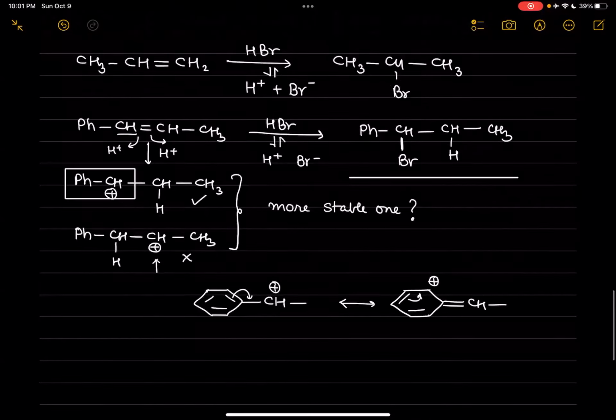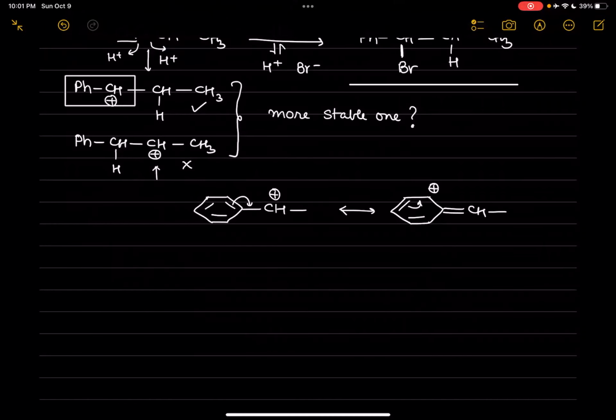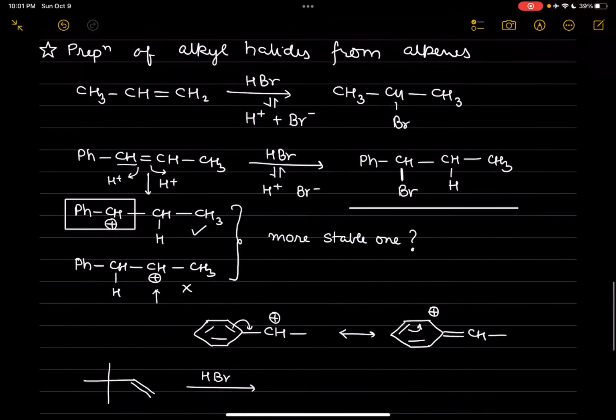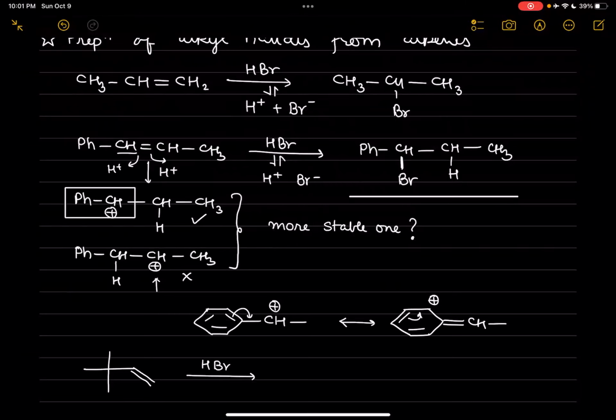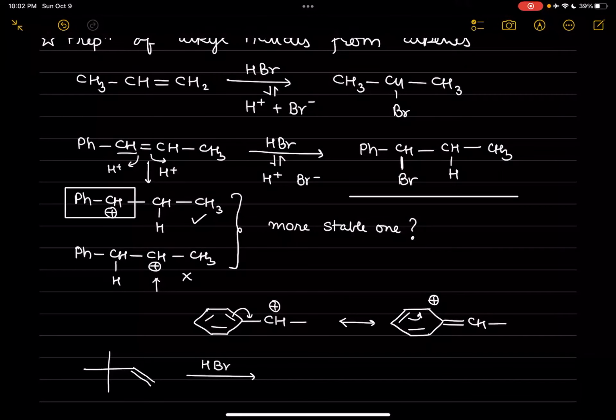And there is also the concept of rearrangement, which you need to keep in mind while doing Markovnikov addition. This is the Markovnikov addition that you already know. So what's the actual statement of the Markovnikov rule? The negative part of the addend joins to the carbon with less number of hydrogens.